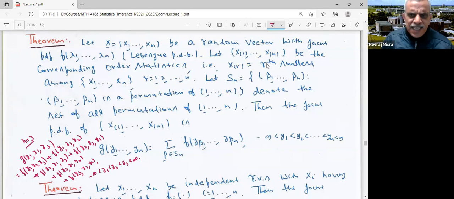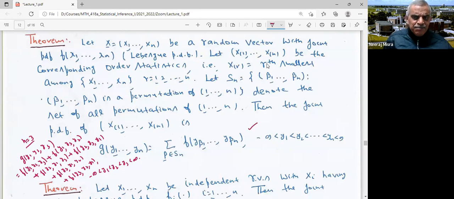Now the proof of this, you must have done it. If you have not done it, still it is straightforward. What you do is you look at the joint distribution function of the order statistics of X1, X2, X3, and then you sum over all possible values of X1, X2, X3.